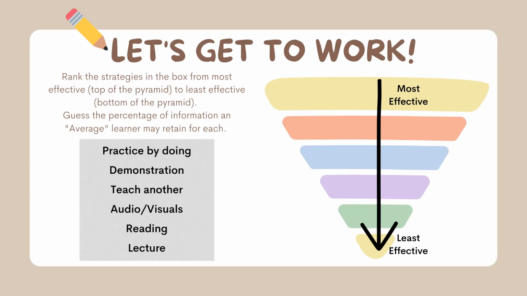Now let's get to work first. In the box, you may see the most common teaching strategies employed in the classroom. Rank the strategies in the box from the most effective, which is to be placed at the top of the pyramid, to the least effective, which is to be placed at the bottom of the pyramid. Then guess the percentage of information an average learner may retain for each.